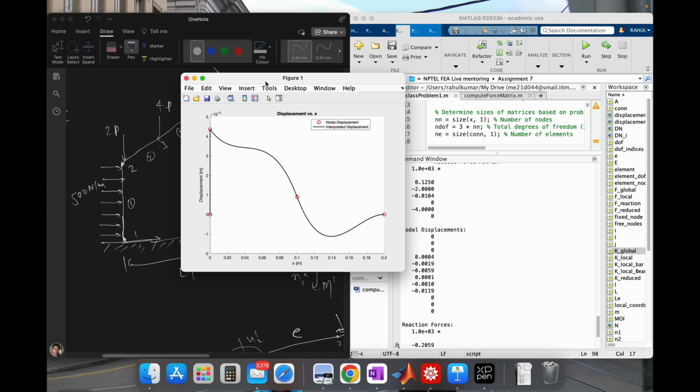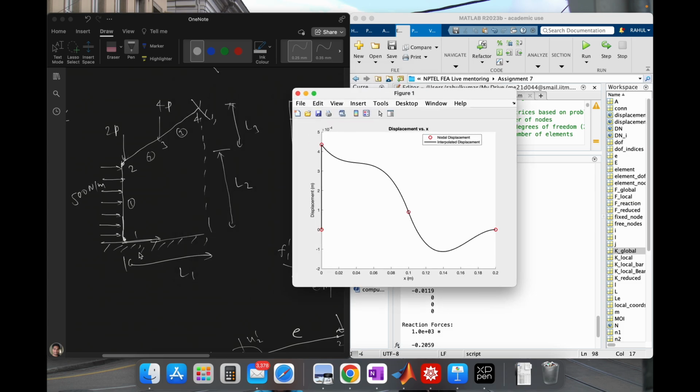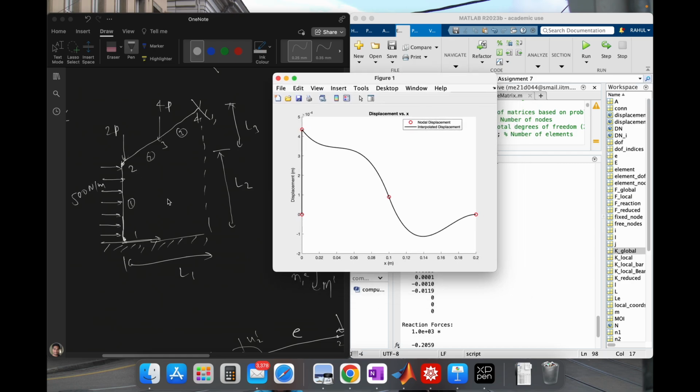So yeah, this is the displacement of node 1, node 2, node 3 and node 4. Here you can see that there is no displacement of node 2, since this is along the x direction, so there is no displacement till here, and then when you move to this point, there will be a displacement, and again it becomes 0.